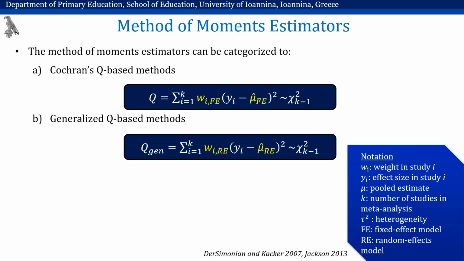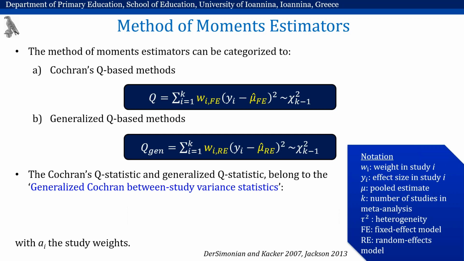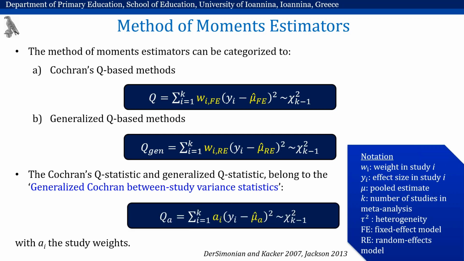Now, the method of moments estimators that we will see in the next few slides can be categorized into Cochran's Q-based methods, using the fixed effects weights and the overall effect size estimated under the fixed effect model, and generalized Q-based methods, using the generalized Q statistic and the random effects weights. Both statistics can be categorized into a broader category, the generalized Cochran between-study variance statistics, where we have a_i, the study weights.